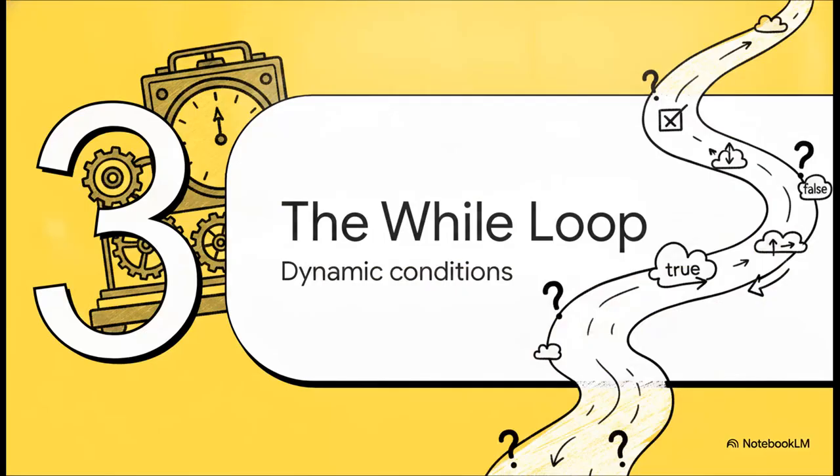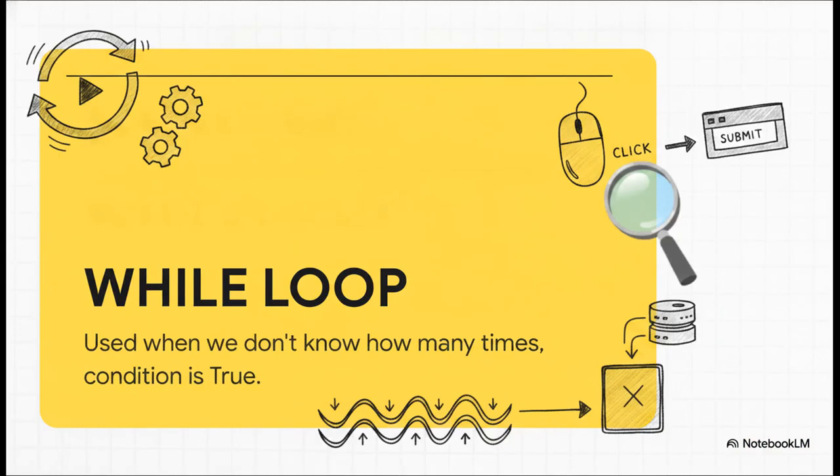Let's tackle Section 3, the while loop. So if the for loop is our predictable workhorse, the while loop operates with a totally different philosophy. We use a while loop when we just don't know how many times we need to repeat a task.